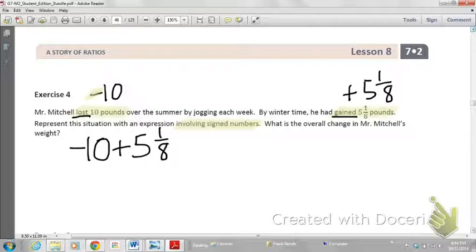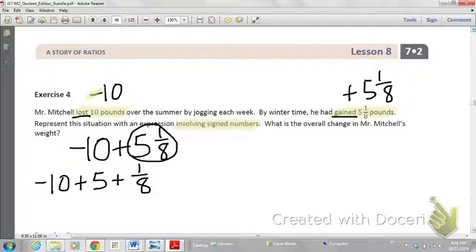Okay, there we go, step one, easy peasy. Now, if we can take apart this mixed number, or represent it as the sum of two rational numbers, we could just do this. We could do negative 10 plus 5 plus 1/8. All right, so now we're isolating. We got that 1/8 sitting there all by itself. And now we can go ahead and just take care of this by itself.